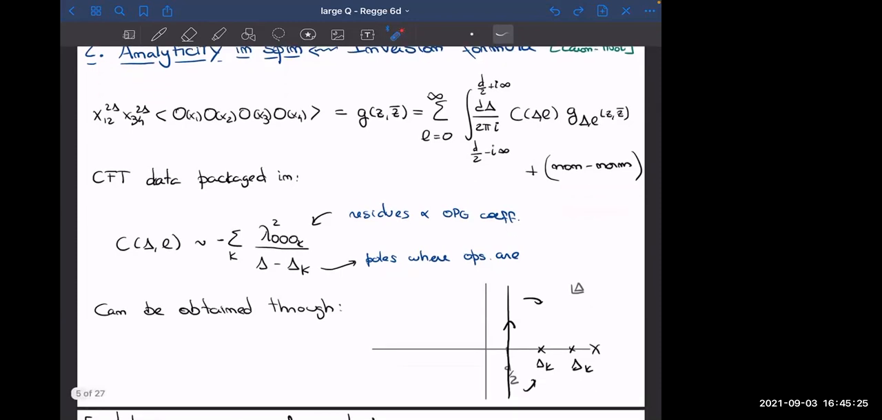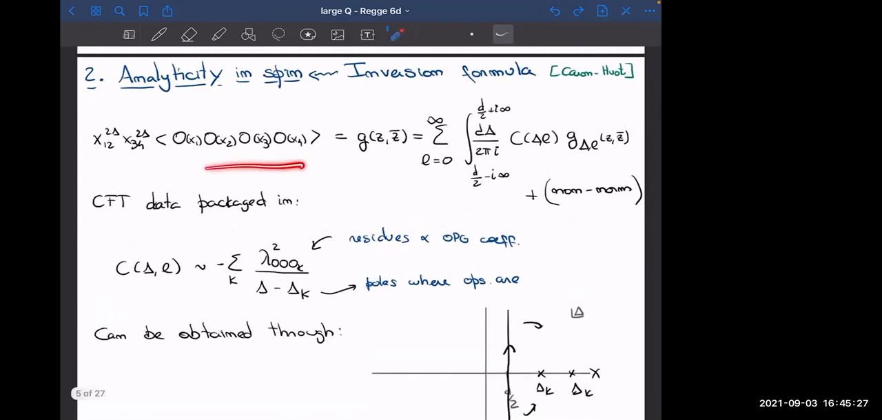And so the whole point of writing the correlator in this more complicated looking way is that now the CFT data is all packaged in this function here. And when we say that the CFT data is smooth in spin, the statements we're really making are about this function C delta L and how it behaves with L.